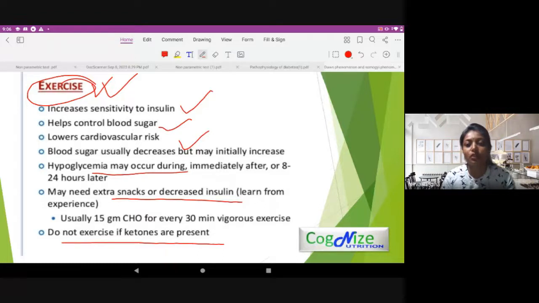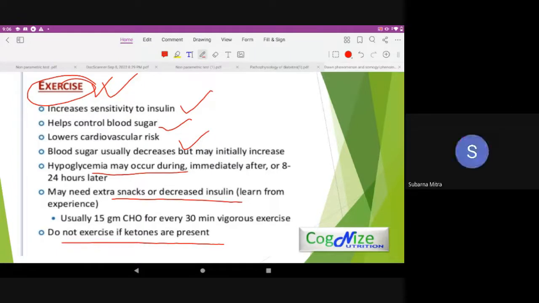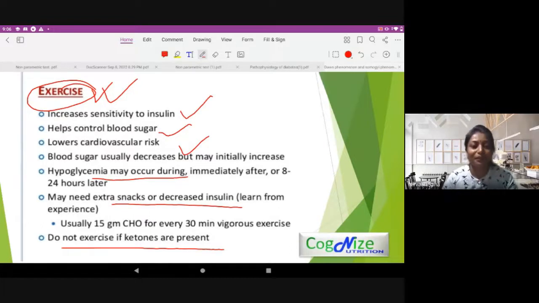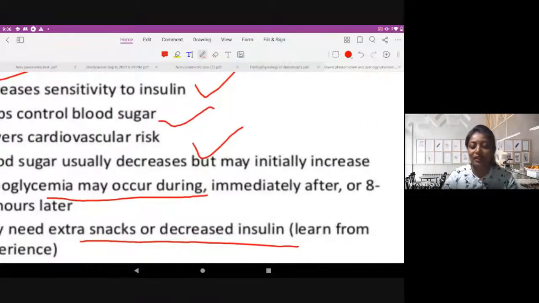If the body is in ketosis, they should not go for exercise. Right. So that is the counseling that you can do at your end. Correct? So that is all.